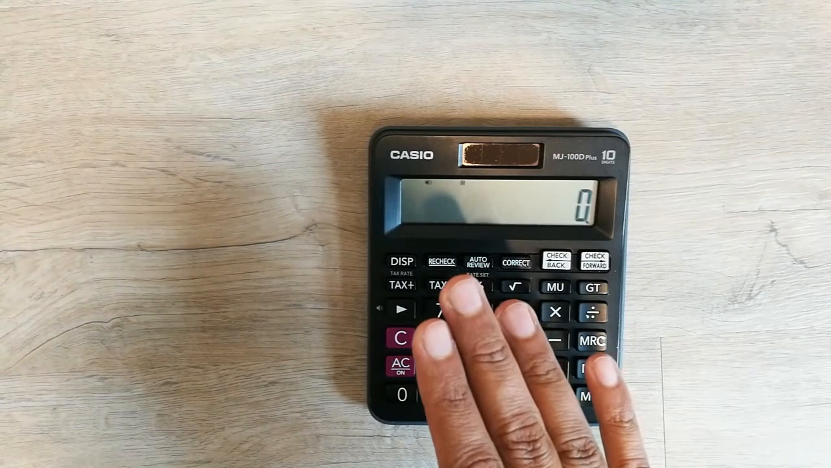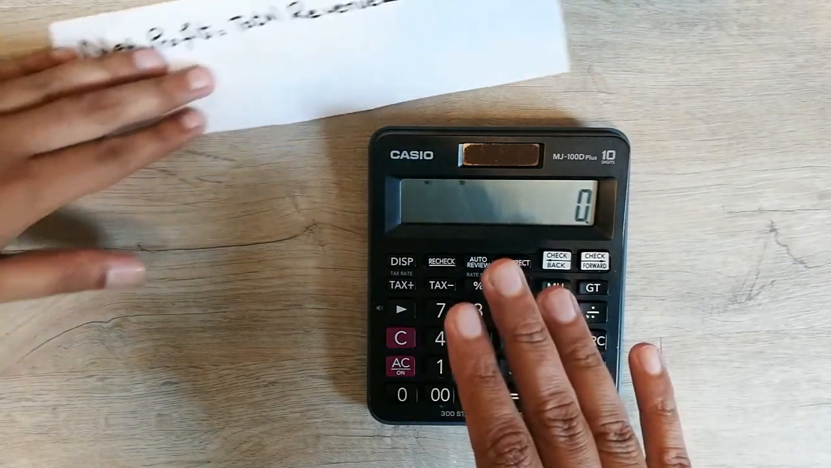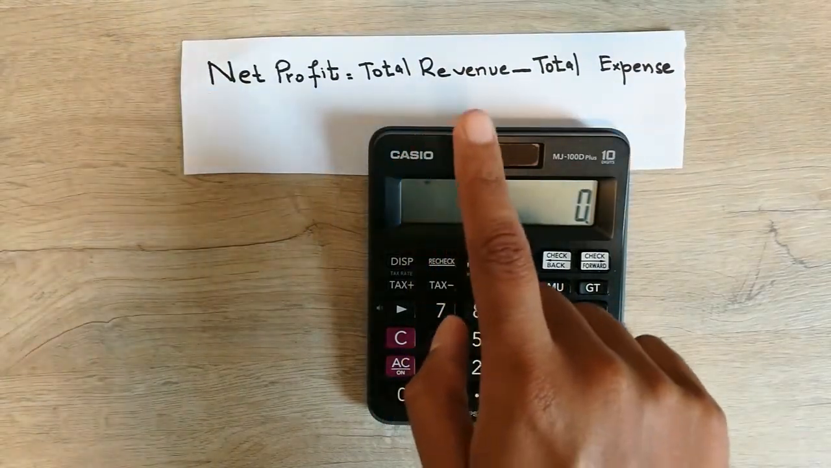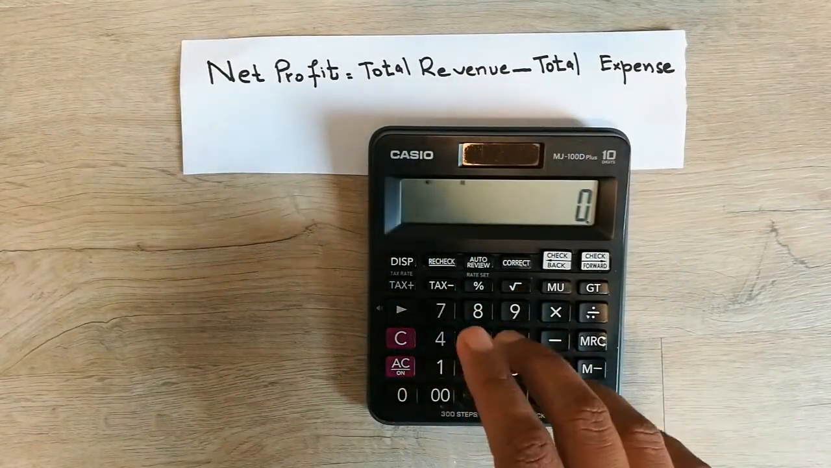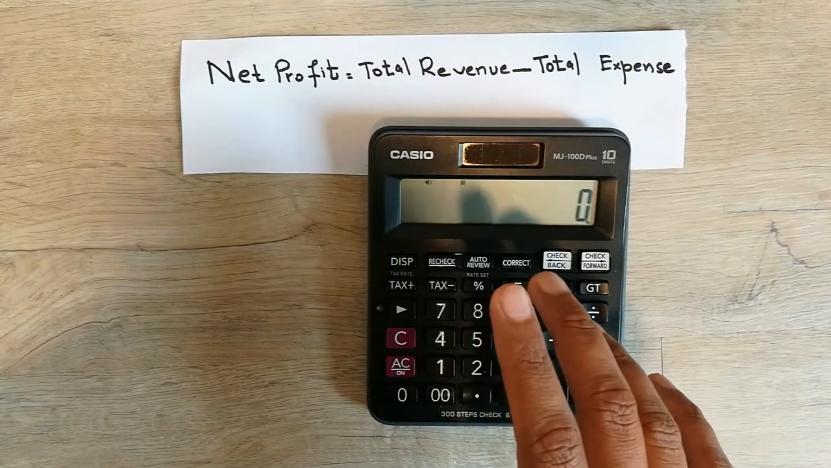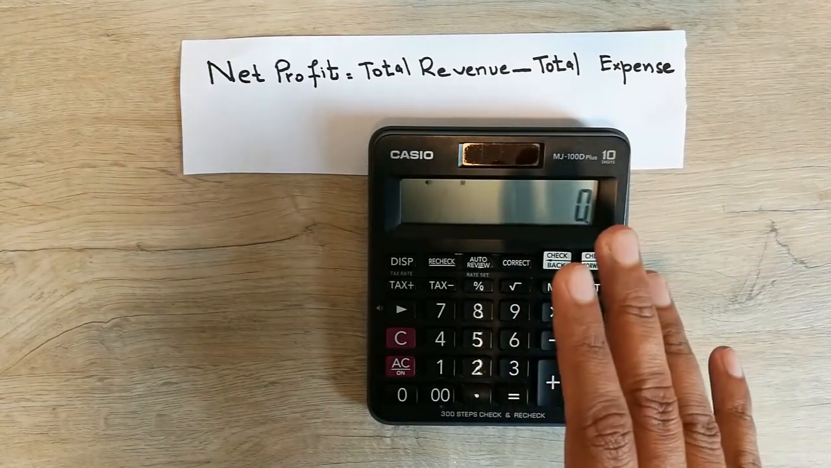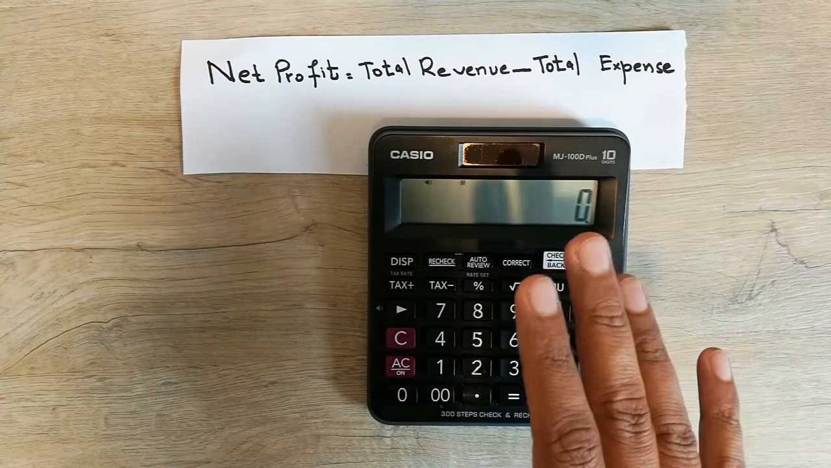So first of all, how to find out the net profit on a calculator. There is a simple formula I will show you: total revenue minus total expense equals net profit. Total revenue is your total sales or total income, and total expense includes all your expenses, your bills, your cost of the product, your lending cost, operation cost, everything.